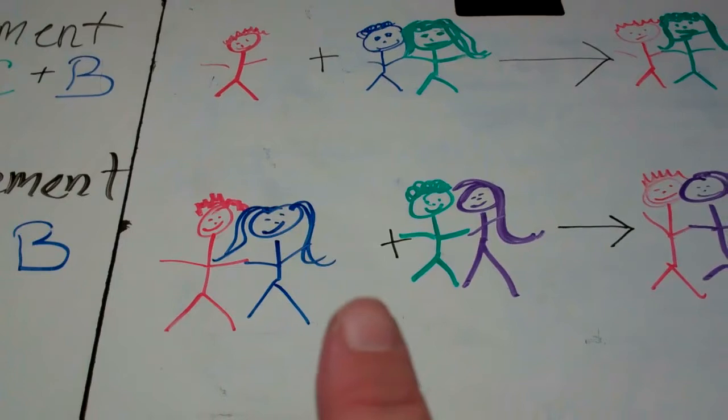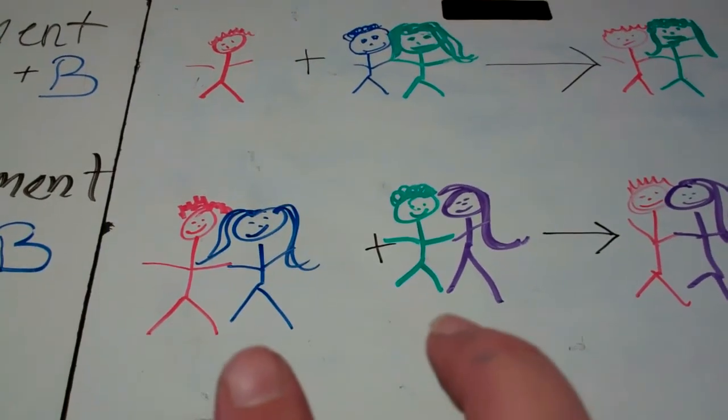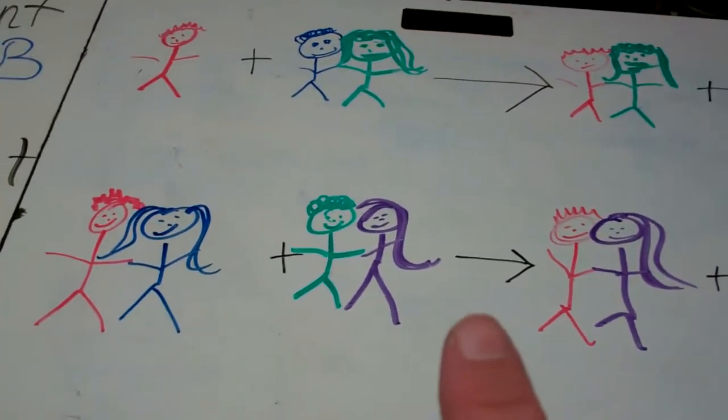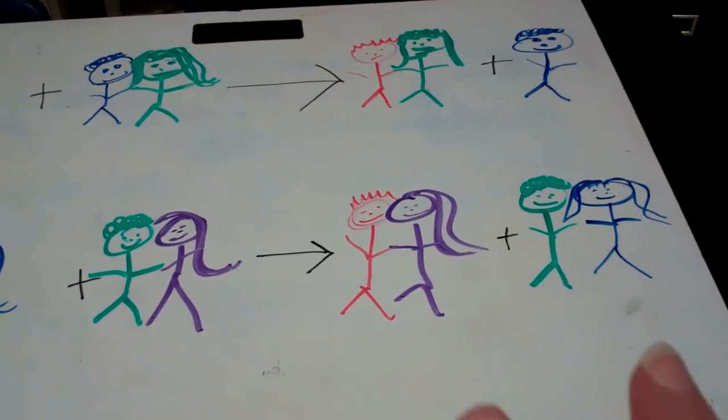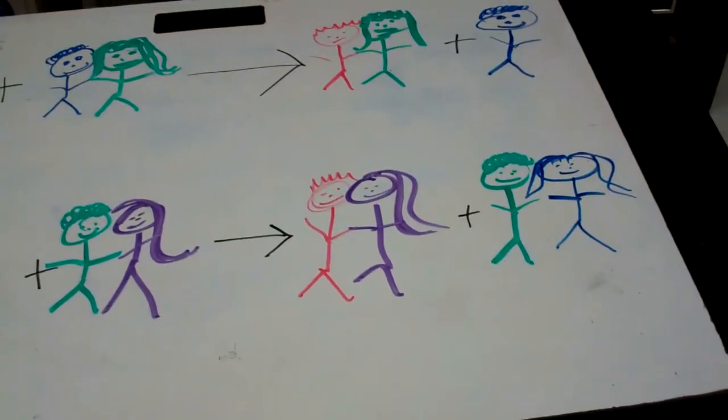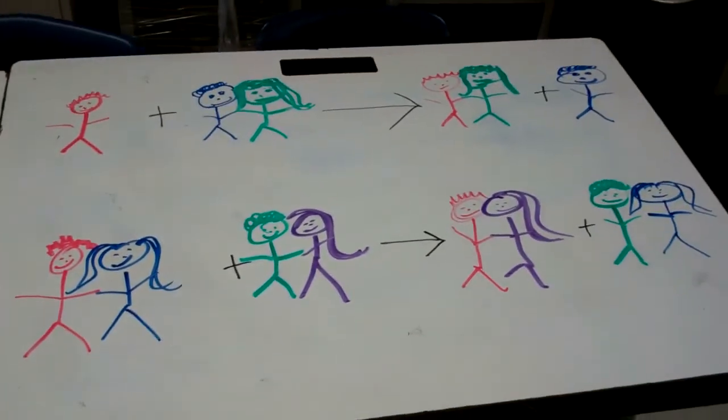So if you want to look at it in terms of dancing couples, you have couple A plus couple B with their individual partners. Something happens, they get into a fight, oh my goodness, and then they switch places. And you get 2 whole new couples at the end of the reaction. That is a double replacement reaction.